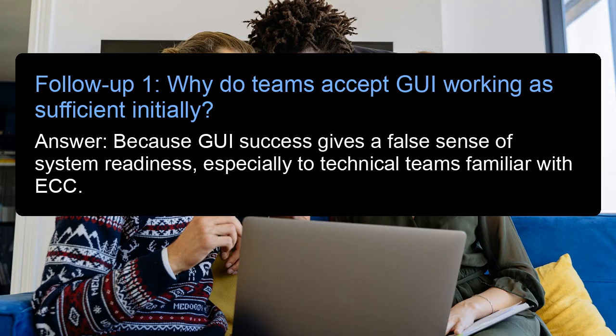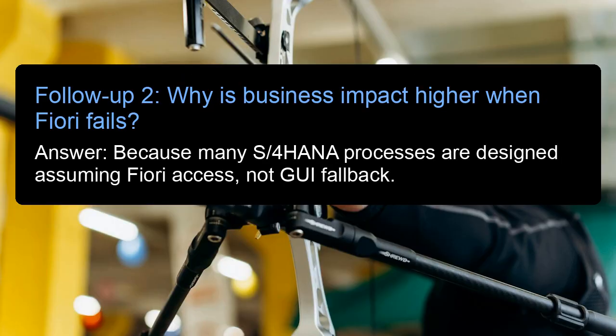Follow-up 1. Why do teams accept GUI working as sufficient initially? Answer: because GUI success gives a false sense of system readiness, especially to technical teams familiar with ECC. Follow-up 2. Why is business impact higher when Fiori fails?